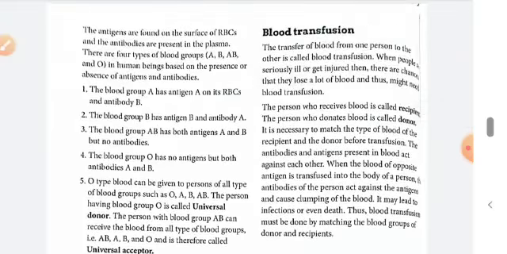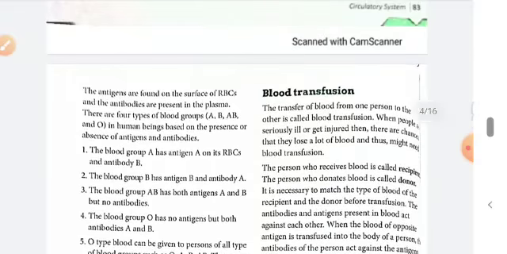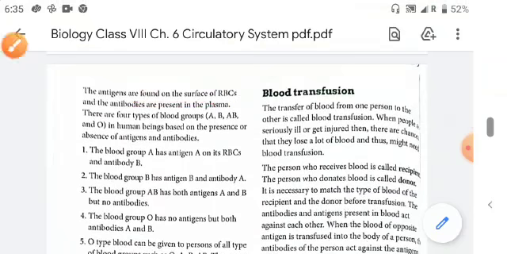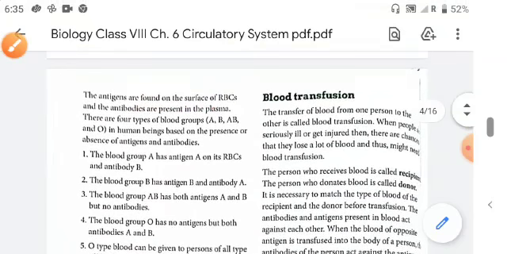Now, the antigens are found on the surface of RBCs, and the antibodies are present in the plasma. There are 4 types of blood groups.